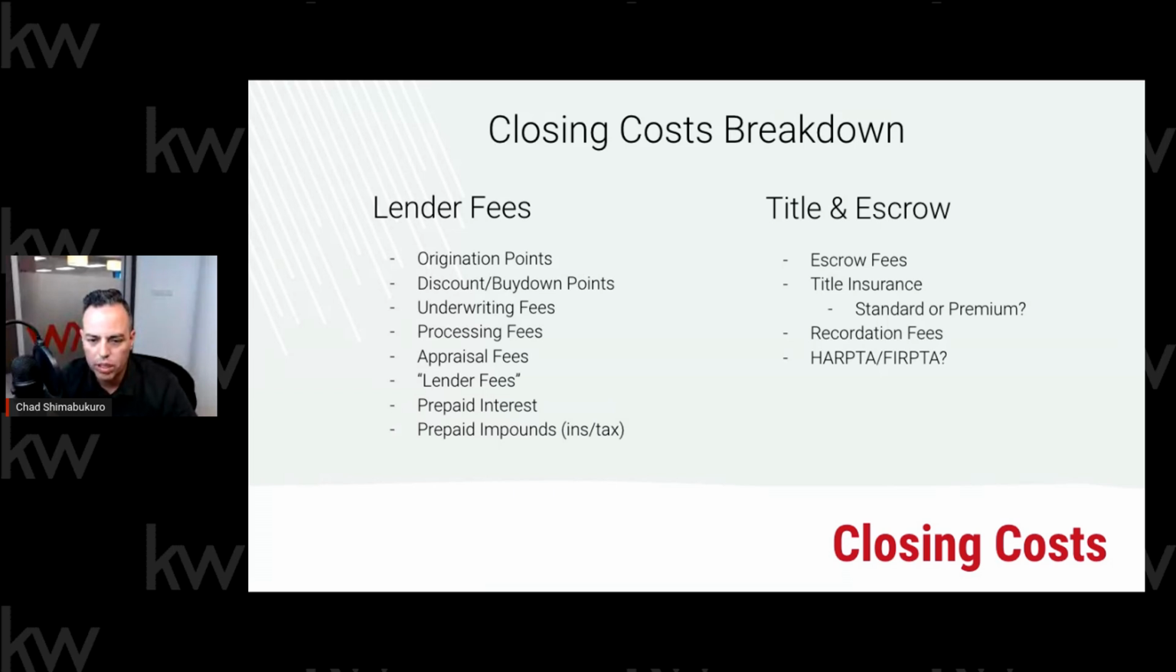So HARPTA is U.S. citizens, but out of the state, so out of Hawaii. They might reside in California or Washington, just not in Hawaii, and they're selling an investment property that they don't occupy. And FERPTA is for foreign investors. So you might have an investor that's not a U.S. citizen, that is an actual foreign investor in another country, and that's the fee, which is a higher fee, by the way. So those are fees that they would collect in those circumstances.